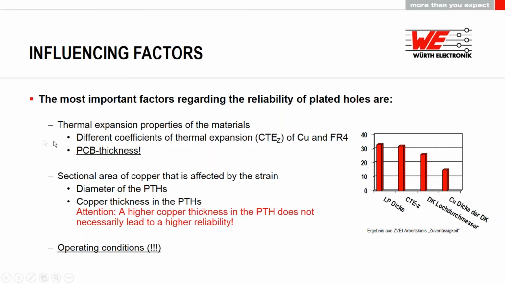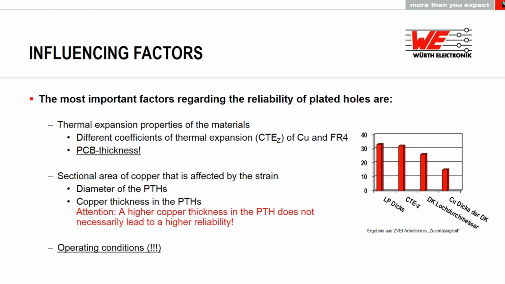This means the higher my absolute PCB thickness, the higher my absolute expansion of the material and the bigger the strain that is induced into the copper. How big this effect really is, I will show you later, but it is huge, I can tell you. The next important thing is the sectional area of copper that is affected by the strain. Of course, the bigger the sectional area, the stronger the copper, the more it can withstand the strain.